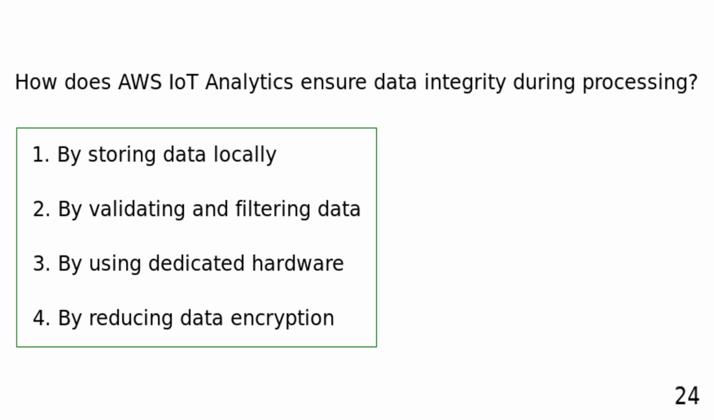How does AWS IoT Analytics ensure data integrity during processing? By storing data locally. By validating and filtering data. By using dedicated hardware. By reducing data encryption.